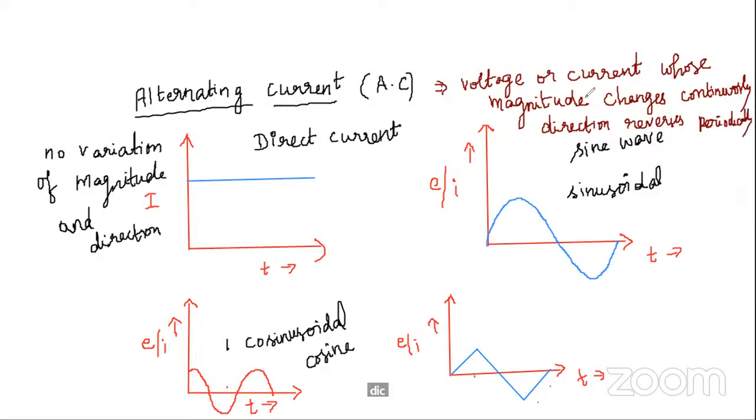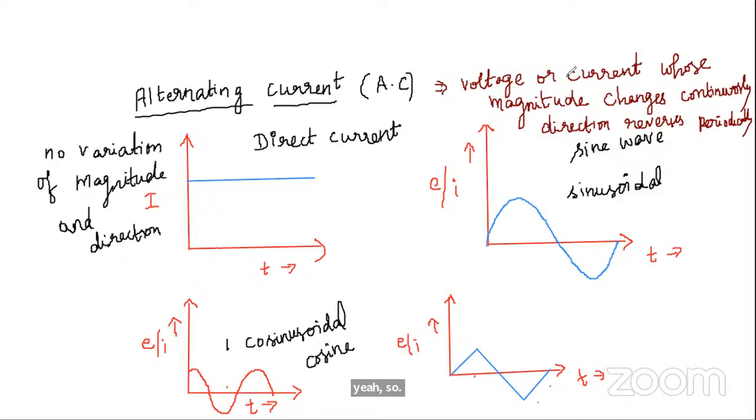This is the meaning of alternating current. Your magnitude and direction both should change, or any one, but usually both change. The voltage or current whose magnitude changes continuously and direction reverses periodically is called alternating current. Students, do you all understand the meaning of alternating current now? Yes, sir.